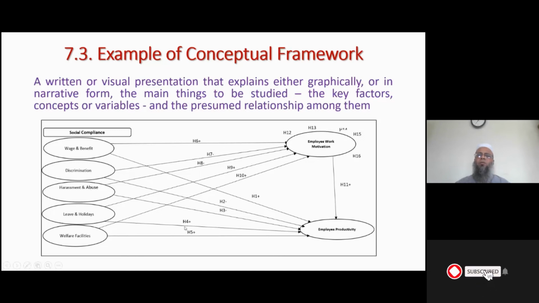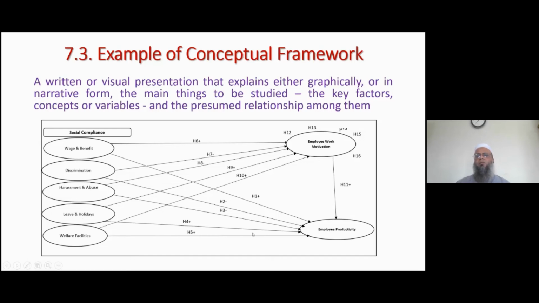And this is a framework, a pictorial representation of your study. From here, anybody can easily understand what the IVs are, what the DV is, what the problem is, what the mediating variable is, and what the empirical contribution, theoretical contribution and methodological contribution will be. Everything is represented by this conceptual framework.